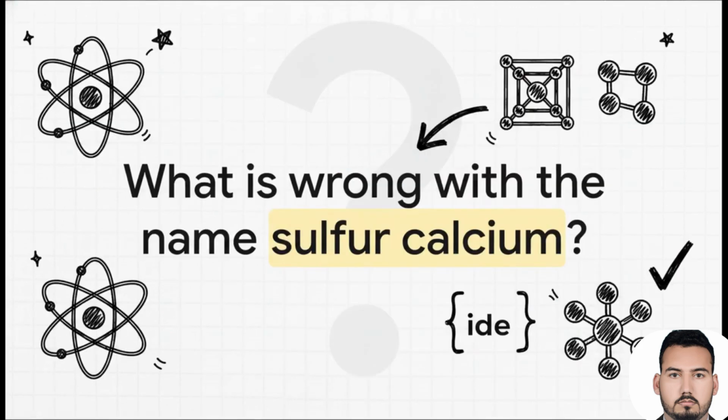Okay, let's actually test this out. Imagine a student writes down the name sulfur calcium for a compound made of, well, calcium and sulfur. What exactly is wrong with that? Think about the rules we literally just talked about. Calcium is the metal, right? Sulfur is the nonmetal. According to our chemistry grammar, the metal has to come first. Plus, the nonmetal needs that "ide" ending, so the correct scientific name is actually calcium sulfide. See, you're already speaking the language.